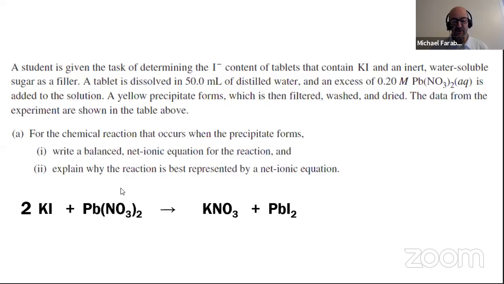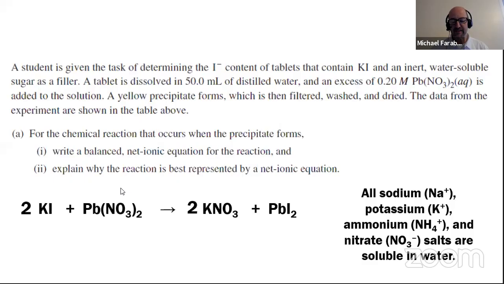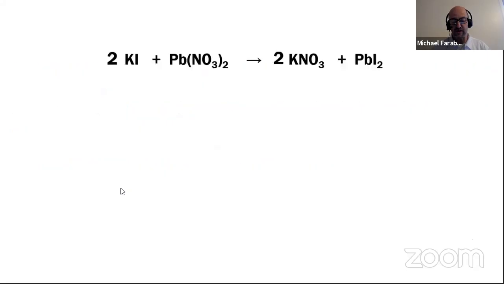So I said in yesterday's lesson, as I balanced this equation with putting a 2 in front of the KI and a 2 in front of the KNO3, that all sodium, potassium, ammonium, and nitrate salts are soluble in water. So that means that potassium iodide, lead nitrate, and potassium nitrate are soluble, and our precipitate happens to be the lead iodide.